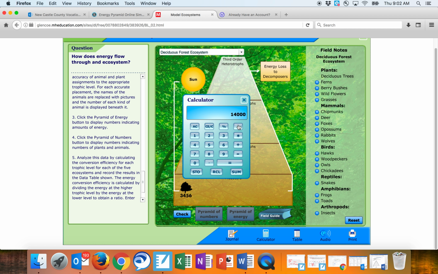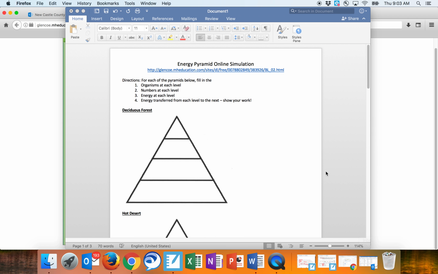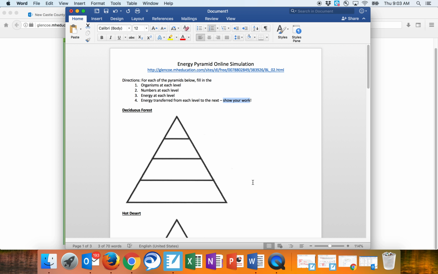And so I would, on my worksheet, draw an arrow from the producers to the next level, whichever one I was calculating, and then next to that arrow I would write 56%. Now it asks you here to show work, so you're going to tell me how you figured that out. And there's some space over here on the side for you to write that, or you can write it right next to the arrow where you're going to write your final answer anyway.